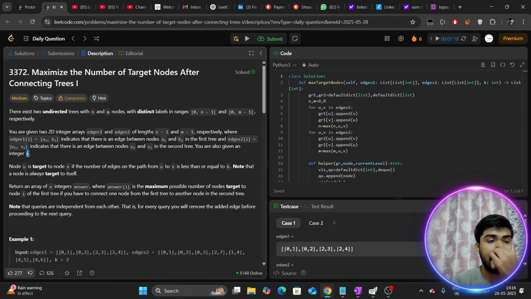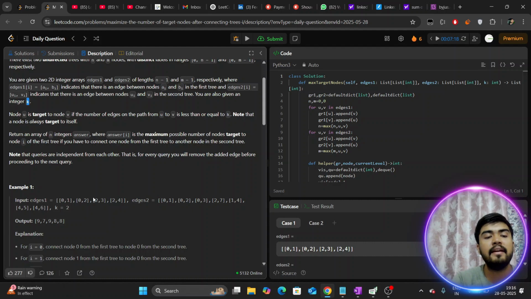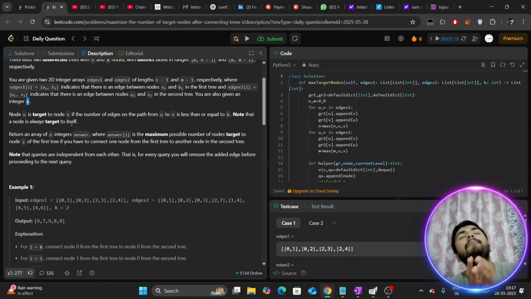What does this integer k actually signify? We will understand that. On the input you can see edges1 is given, which is the first tree altogether, edges2 is given, so tree 2, and k is given. Now we have to do certain things. They are saying node u is target to node v if the number of edges on the path from u to v is less than or equal to k. Note that a node is always a target to itself. So they are basically giving a kind of self edge, where the number of edges is 0.